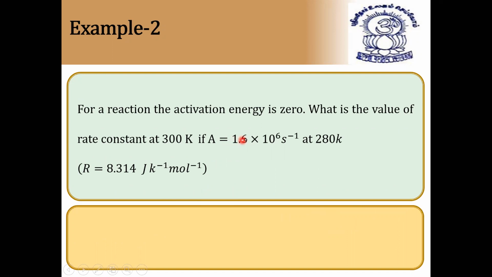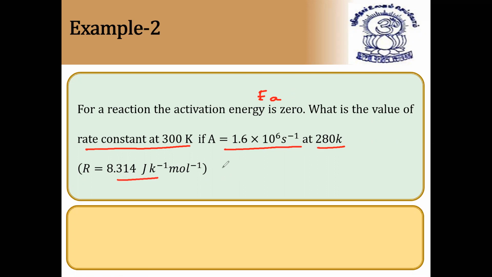For a reaction, the activation energy is zero. They have given that the activation energy is zero, that is EA is equal to zero. What is the value of the rate constant K at 300 kelvins if A is equal to 1.6 into 10 to the power of 6 second inverse at 280 kelvins, and the R value is also given.